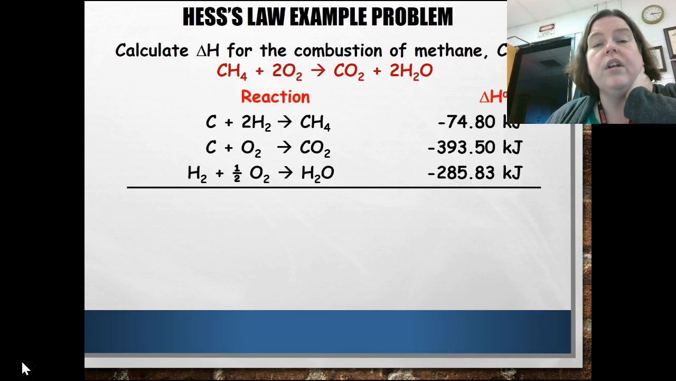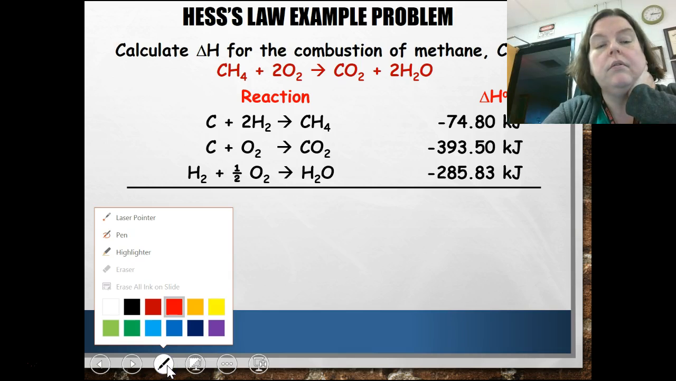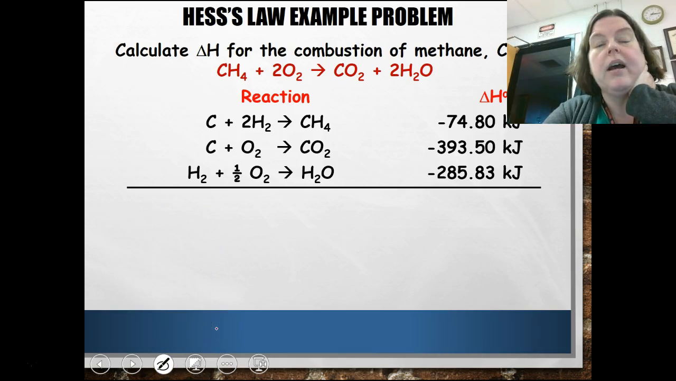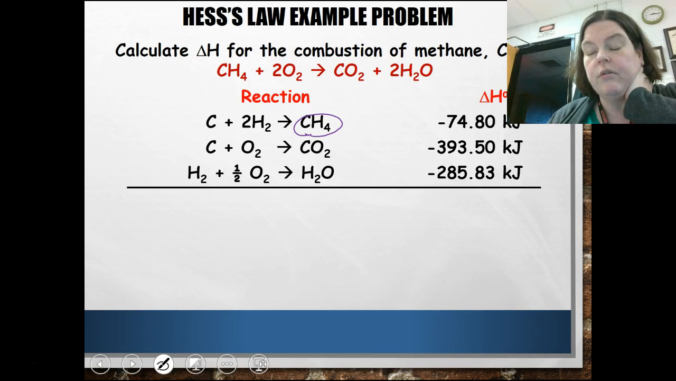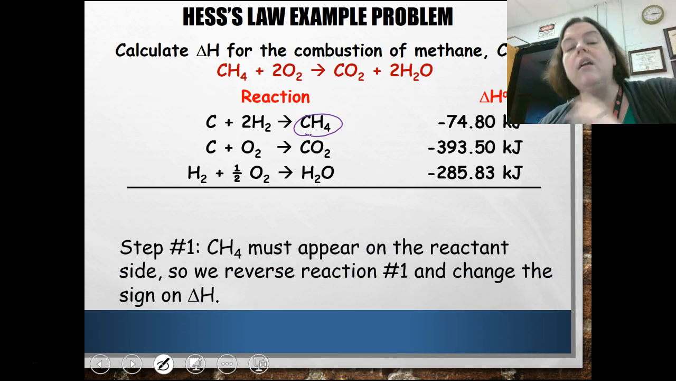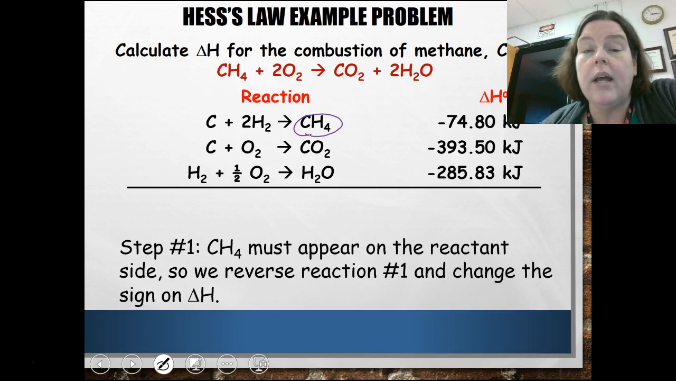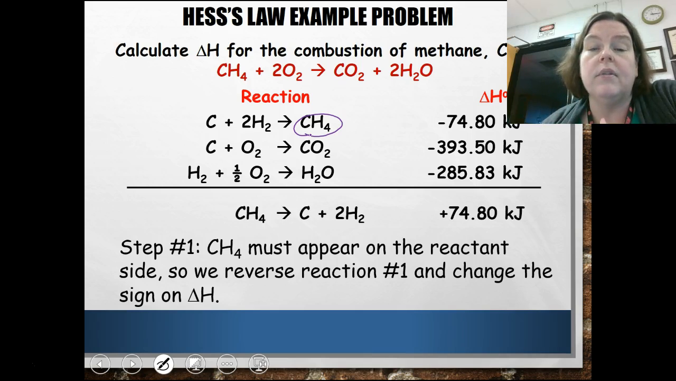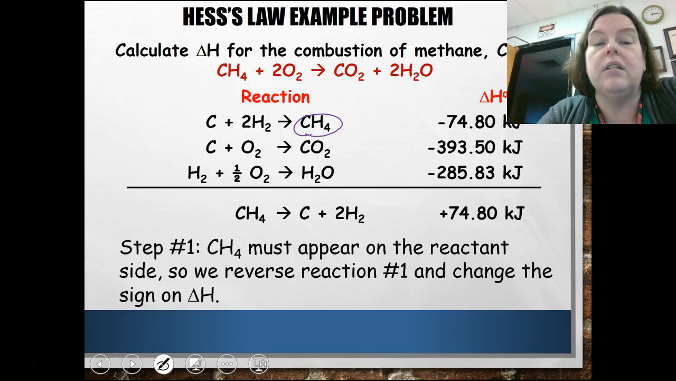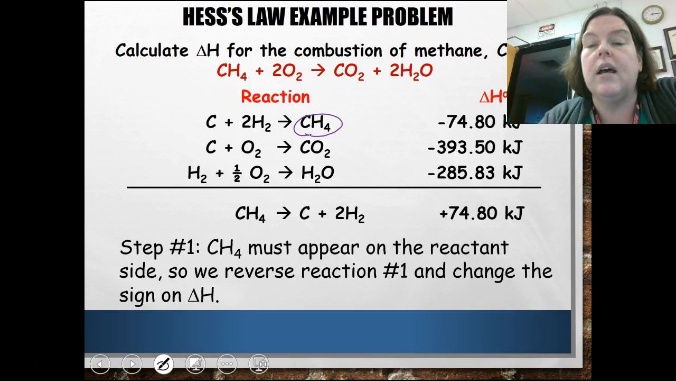So the first thing we have to do is figure out how we can take these things. Well, I see that I'm going to need some CH4. CH4 is found right here, but it's on the wrong side. So I'm going to have to take that and flip it. So step 1, CH4 must appear on the reactant side. So we reverse reaction 1 and change the sign on delta H. We don't have to multiply it because we only need 1 methane. So there's the first equation. See how I flipped this first equation to get CH4 on the other side, and I changed the sign on delta H because I flipped it.